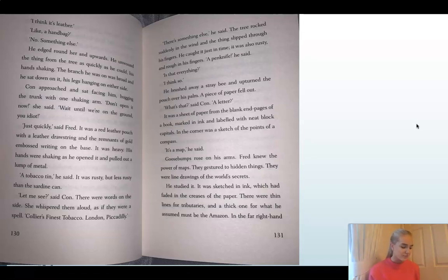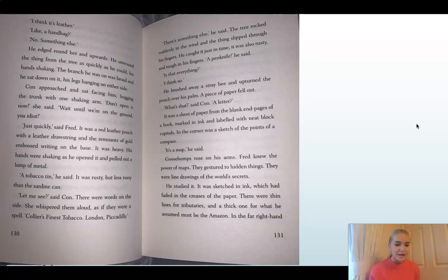It was heavy. His hands were shaking as he opened it and pulled out a lump of metal. A tobacco tin, he said. It was rusty, but less rusty than the sardine can. Let me see, said Con. There were words on the side.